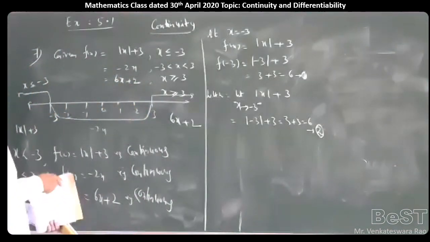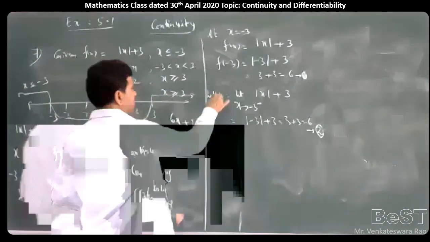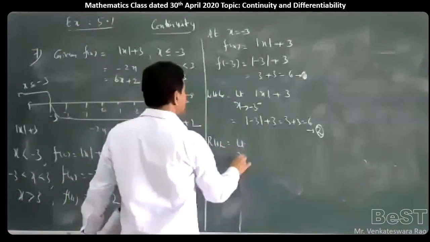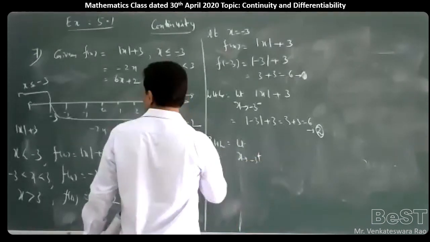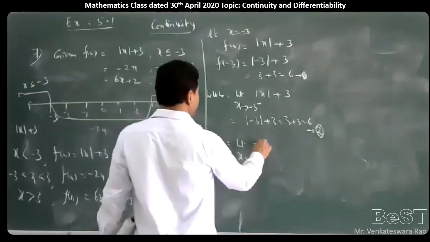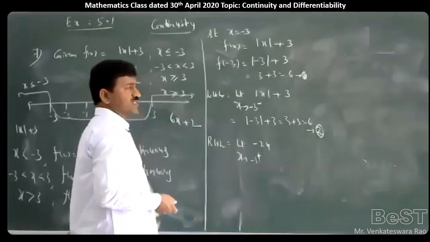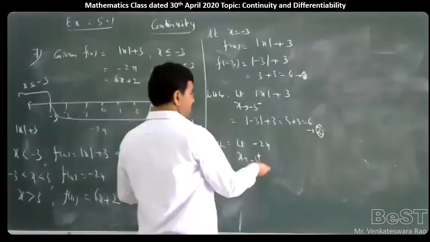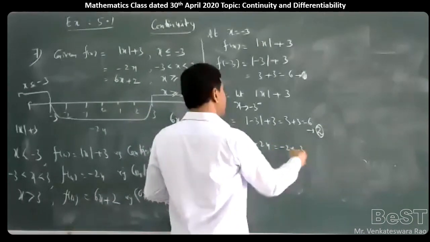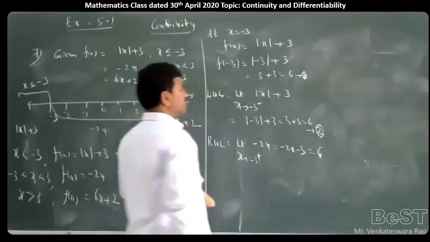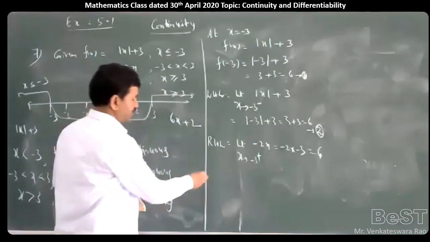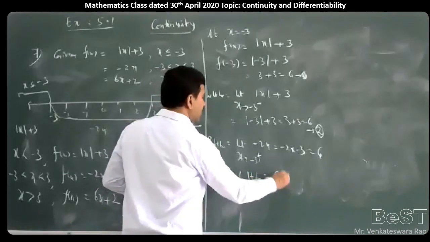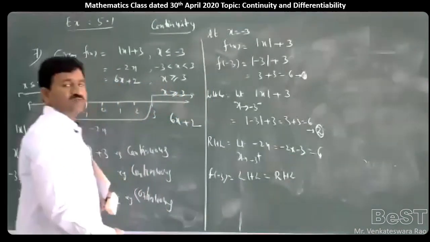Find the right limit value. Limit x tends to minus 3 plus, the right neighborhood of minus 3. The function is minus 2x. Applying the limit, minus 2 into minus 3, this is also 6. So what is your observation here? F of minus 3 is equal to left limit is equal to right limit. All the three values are equal.